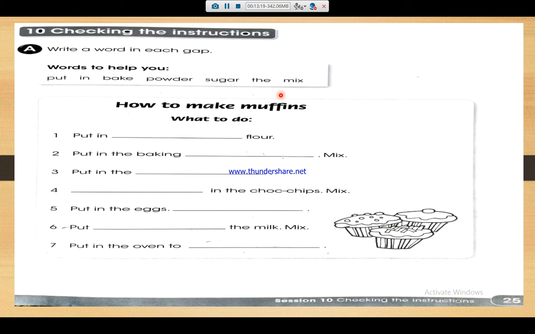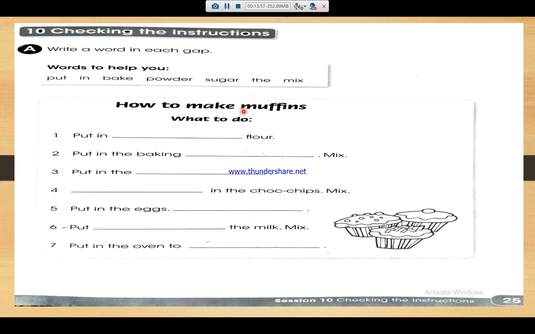Now, unit 10. Checking the instructions. So we have to follow instructions, check instructions, write instructions, give instructions. So exercise letter A, write a word in each gap. Okay, words to help you. We have put, in, bake, powder, sugar, the, mix. Okay, this is how to make muffins.